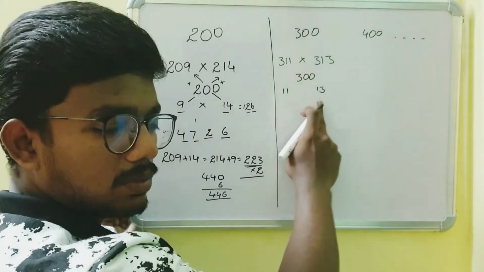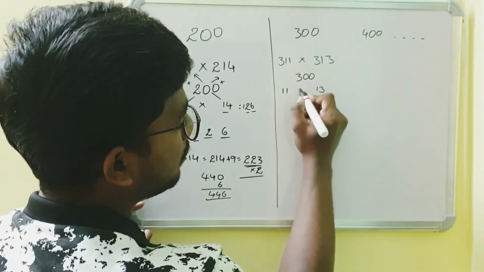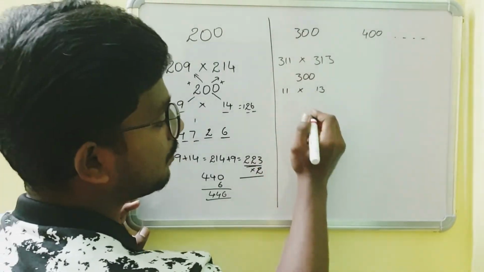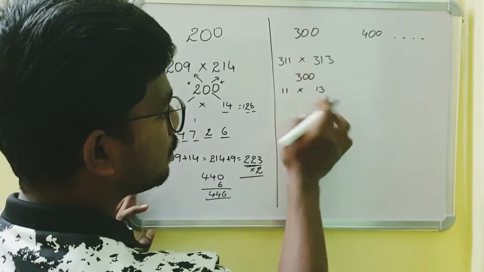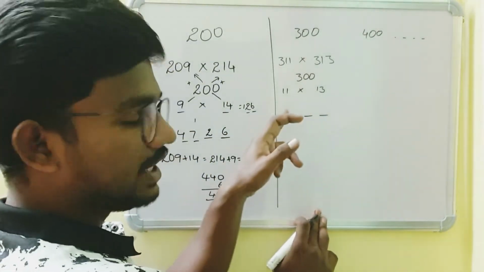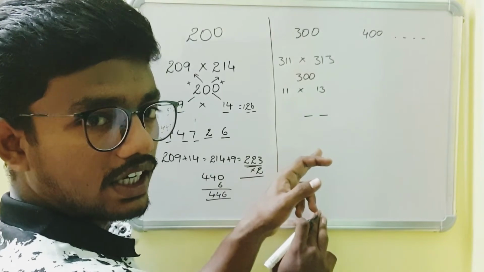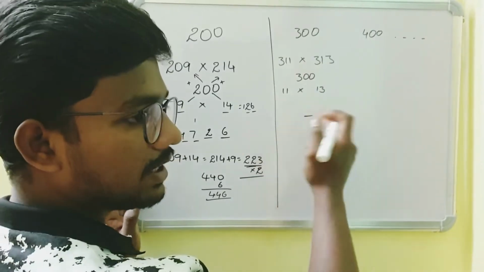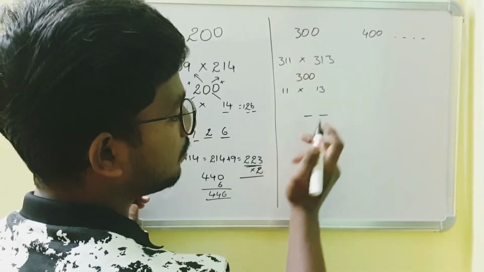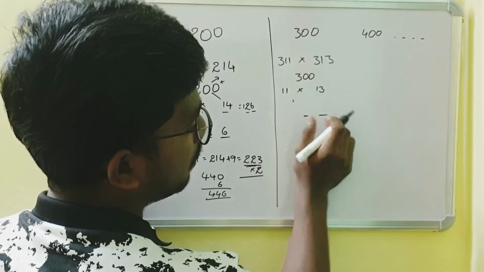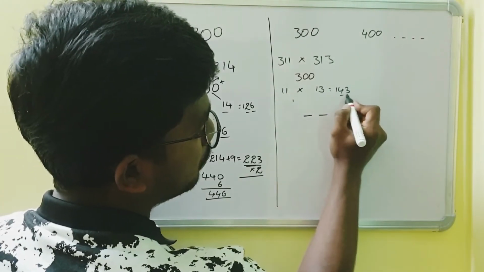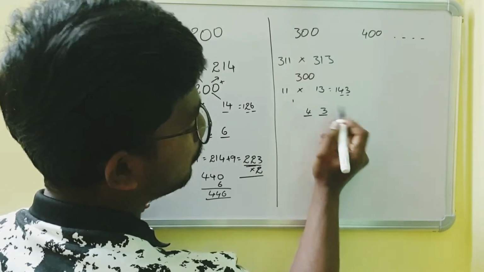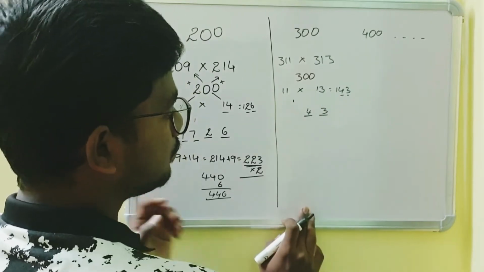After obtaining the differences, we have to multiply both of them to get the last two digits of our required value. See, 11 into 13. 11 into 13 is nothing but 13 into 10 plus 1 into 13, which is nothing but 130 plus 13, which is nothing but 143. So I require 143. Now I have to take only the last two digits. So I am taking 43, and 1 is a carried forward.